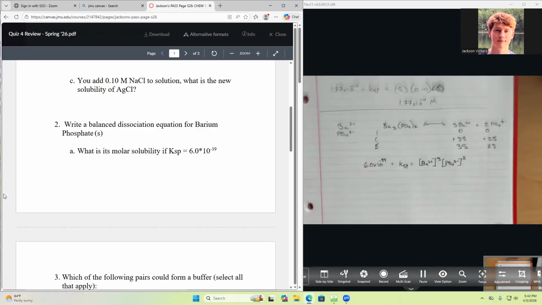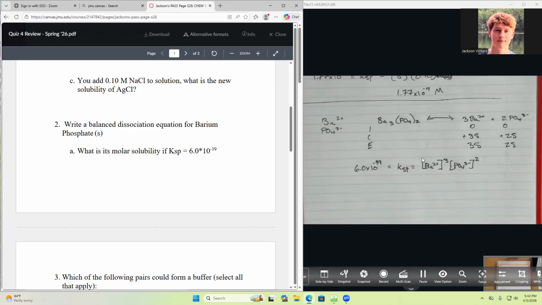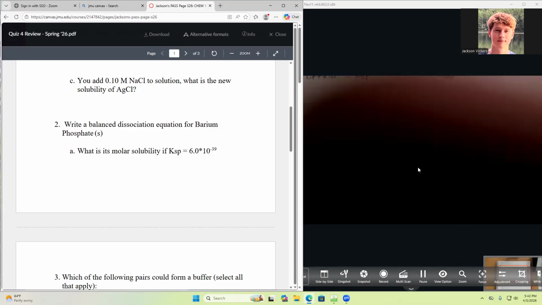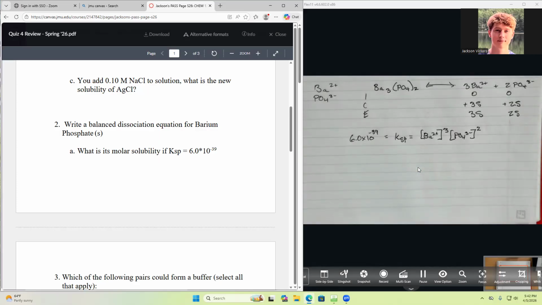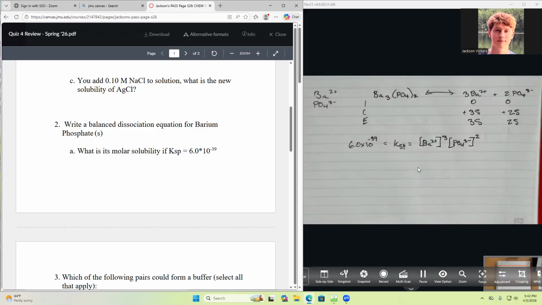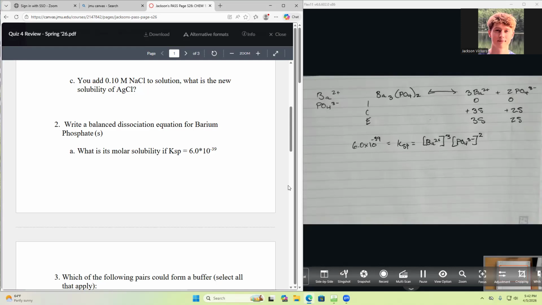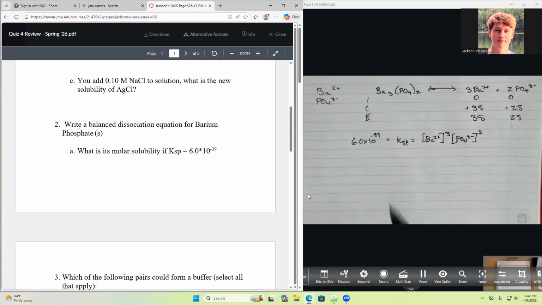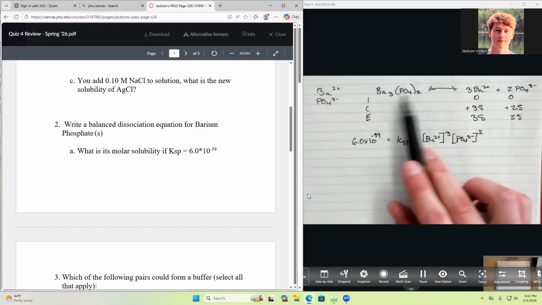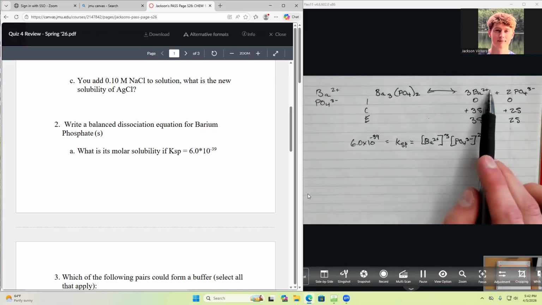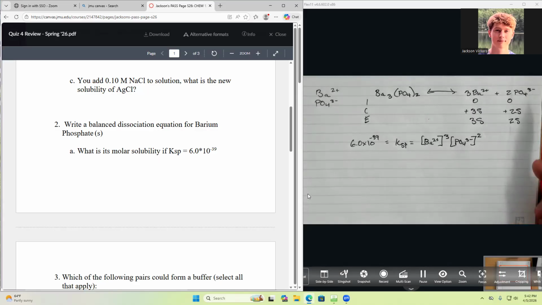Start working through the rest of this one. So if you didn't know, this is how we're going to write barium phosphate. Barium has a 2 plus, phosphate polyatomic ion, PO4 3 minus. Can you guys see this okay? All right, perfect. And so the dissolution equation is going to be this turning into 3 barium 2 plus ions and 2 PO4 3 minus ions.